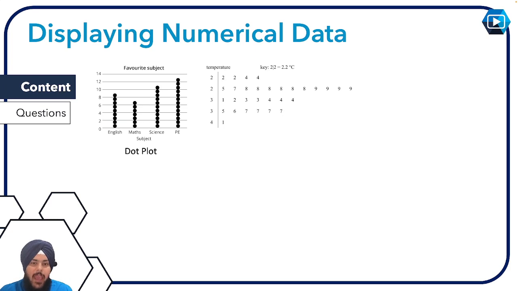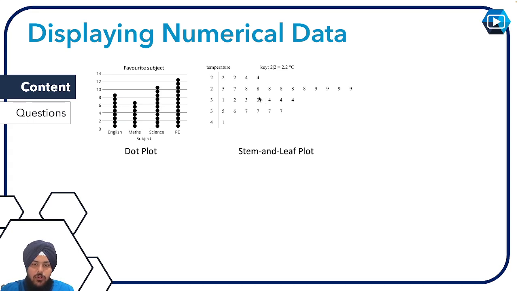We can also have a stem and leaf plot. So a stem and leaf plot is basically where we are separating the data in a way such that we have a tens column, for example, 2, 2, 3, 3, 4, 4, and then we have all the digits that might represent it. So in this case, the key is 2|2 gives us 2.2 degrees Celsius. So basically, this is just another way of representing numerical data. In this case, it's more useful for representing continuous numerical data, but can also be used to represent discrete numerical data.